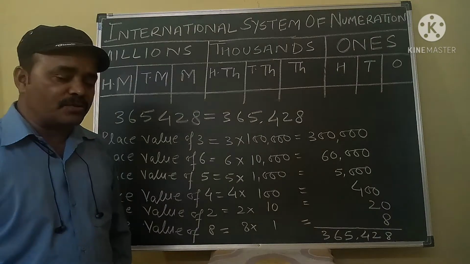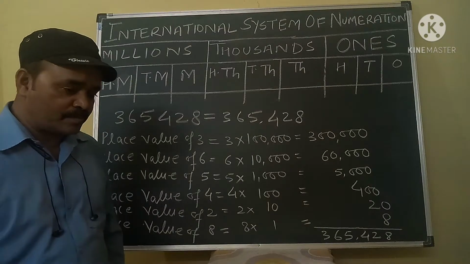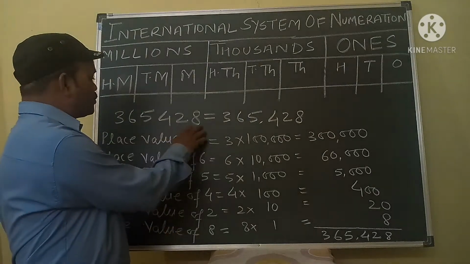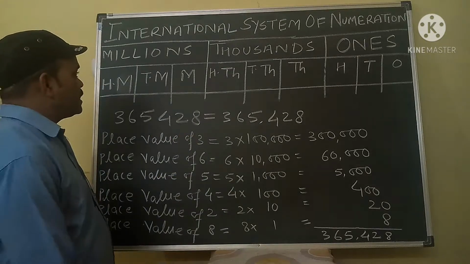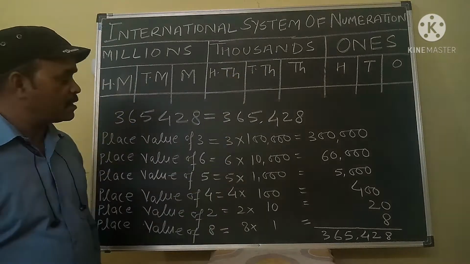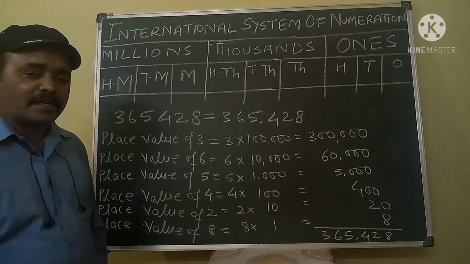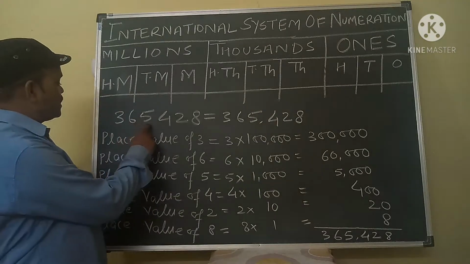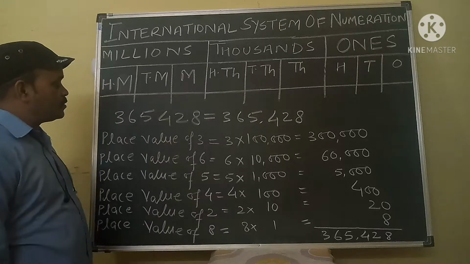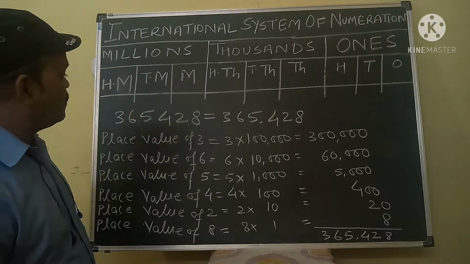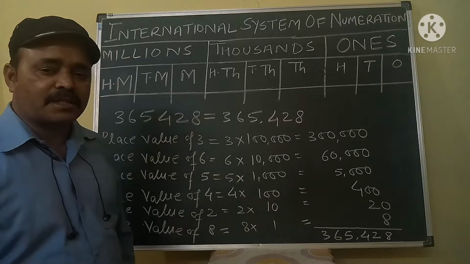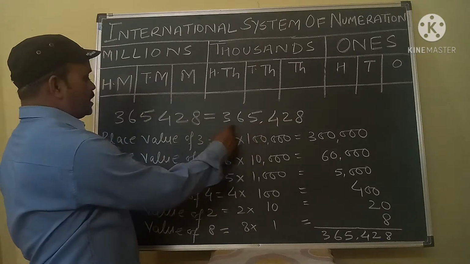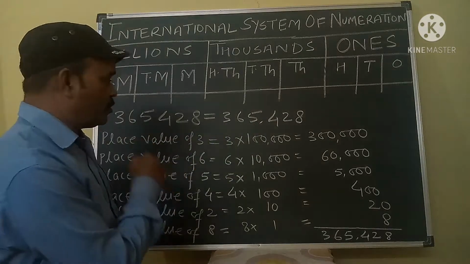So, according to the international place value system, we will apply the first step. What is your first step? We will put the comma. In the international system of numeration, we will put the comma after three digits, as you are looking. This is 365428. So first we will put the comma after three digits. First comma after three digits, next comma after three digits and so on.